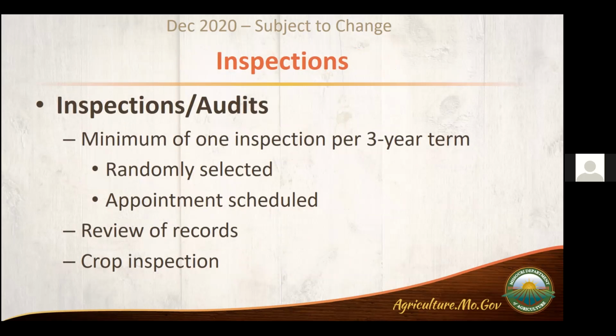Program staff will inspect and audit a minimum of 1/3 of license holders every year, equating to each license being inspected at least once per 3 years. These types of inspections are randomly selected and an appointment is scheduled usually 1 to 2 weeks in advance. At these inspections, staff will conduct a crop inspection and an audit of all records, including from previous years' crops.